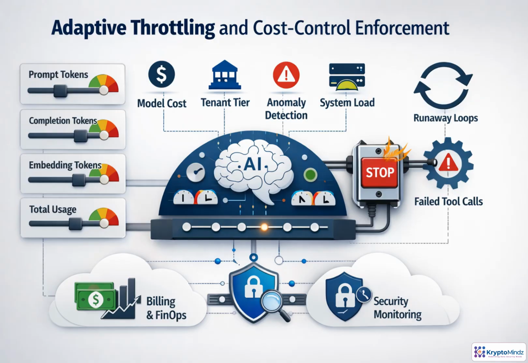Adaptive throttling treats AI usage as a real-time control problem. Each request is evaluated against token limits, tenant quota, model cost, platform load, and anomaly signals. Low-risk traffic can proceed normally. Higher-risk traffic may be slowed, routed to a cheaper model, challenged for verification, or blocked. Circuit breakers are especially important because agents can loop, retry failed tools, and burn tokens quickly. Connecting these controls to billing, FinOps, and security helps turn cost spikes into detectable events.